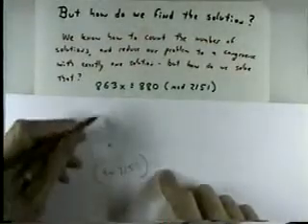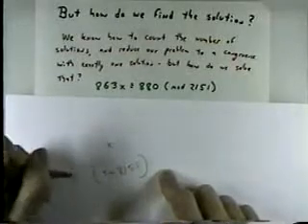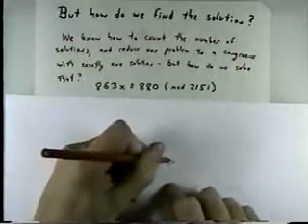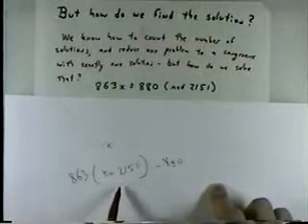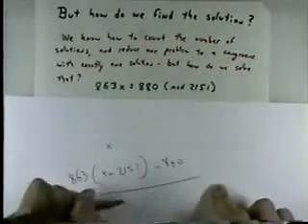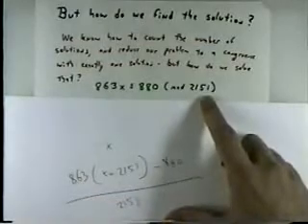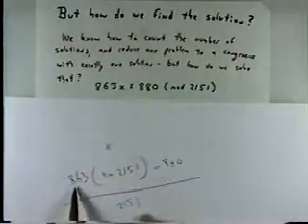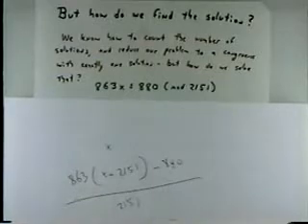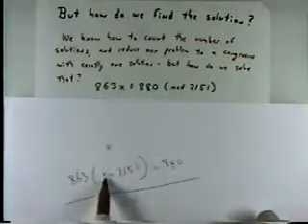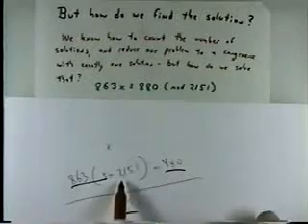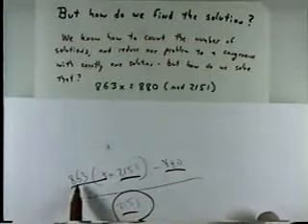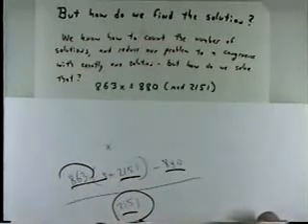Why? Let's multiply this by 863 minus 880. We know that if x was a solution, this minus this was divisible by this. If I now add to it 2150, the denominator times something, it's still divisible by it.